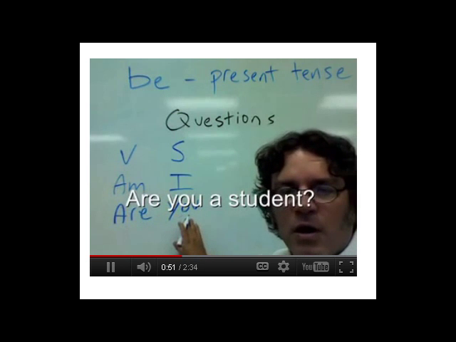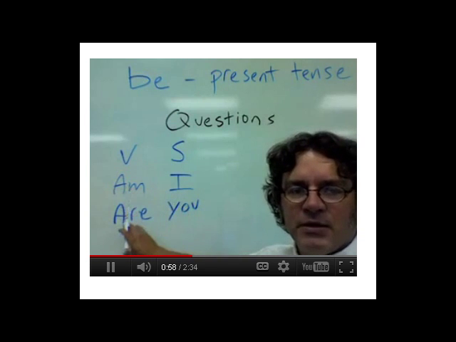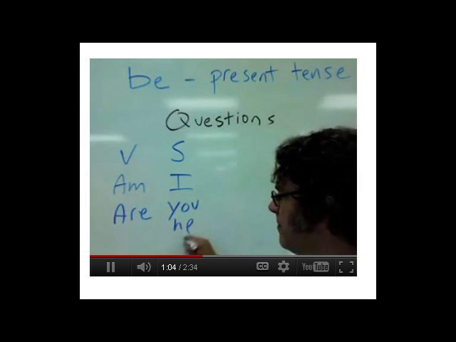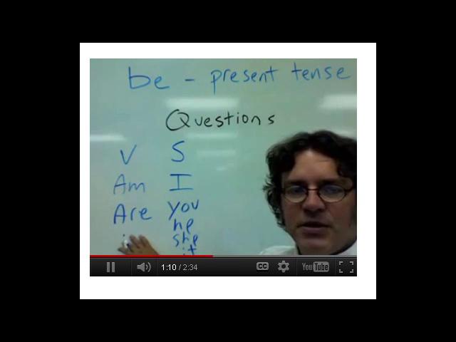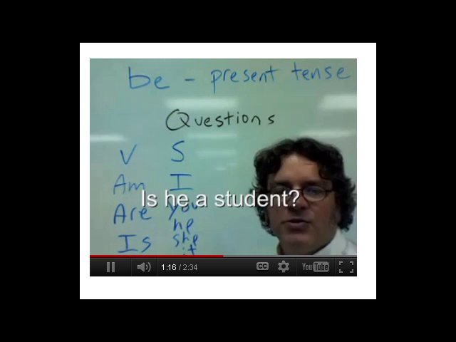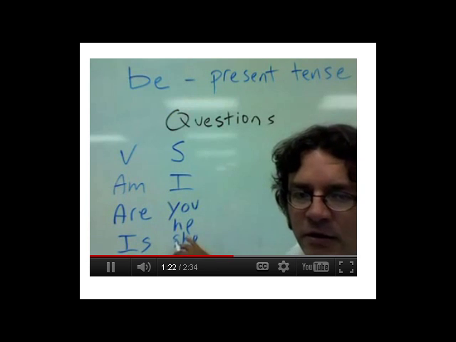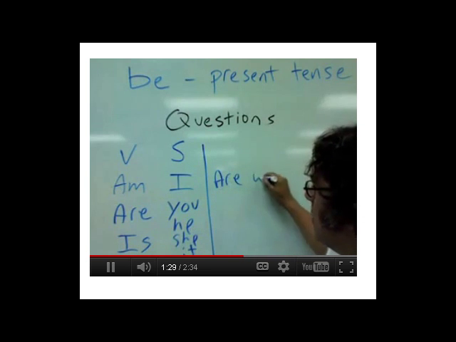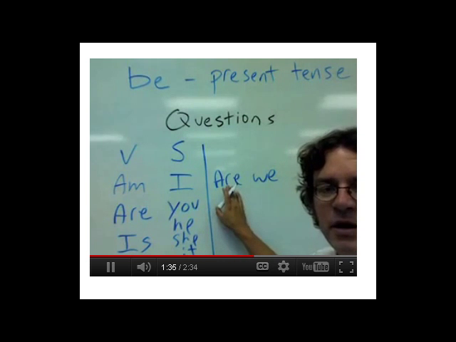Are you a student? Remember that this is the verb be, just as this is the verb be, this is the verb be. If the subject is he, she, or it, the form the verb be takes is is. Is he a student? Is she a student? These are all singular. To make the plural, if the subject is we, use the verb be here. Are.